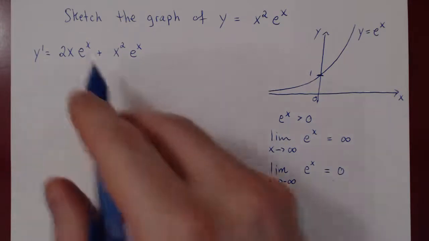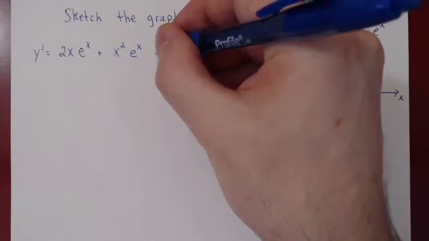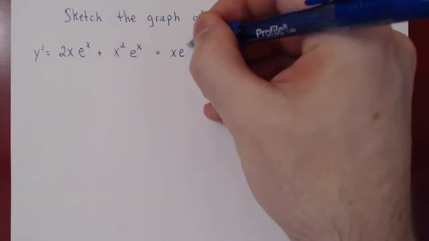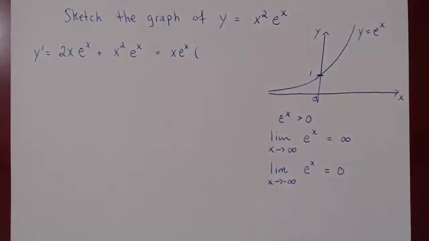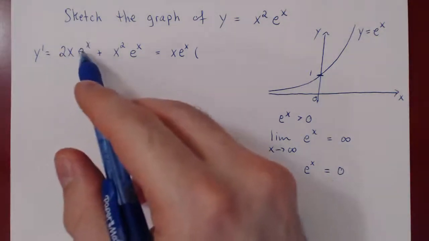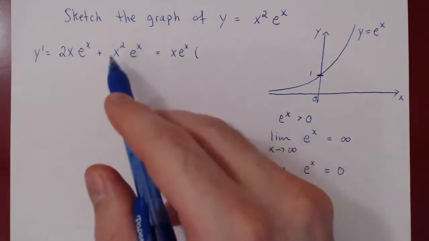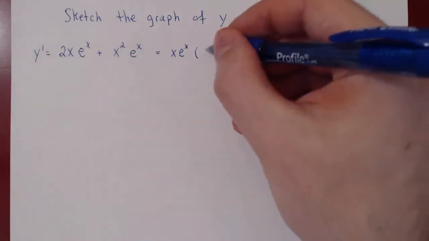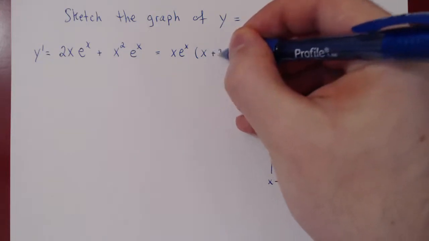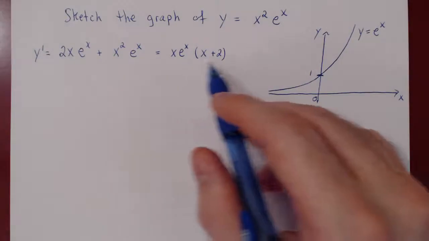We can factor an e to the x and an x, so this will end up being x e to the x times, and if you factor this out, if you take away an x e to the x from the first term, you're left with a 2. And if you take away an e to the x, you're left here with an x. So you're left with quite simply x plus 2. Now this is the factored form.